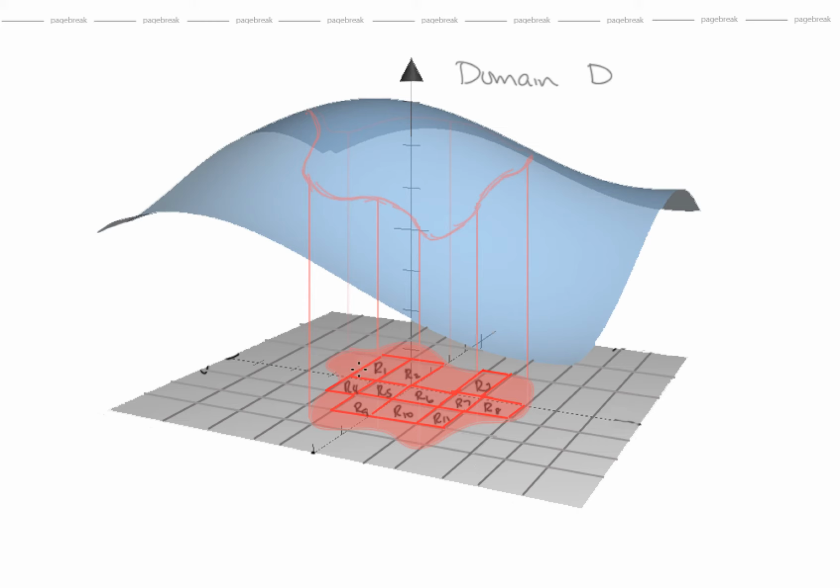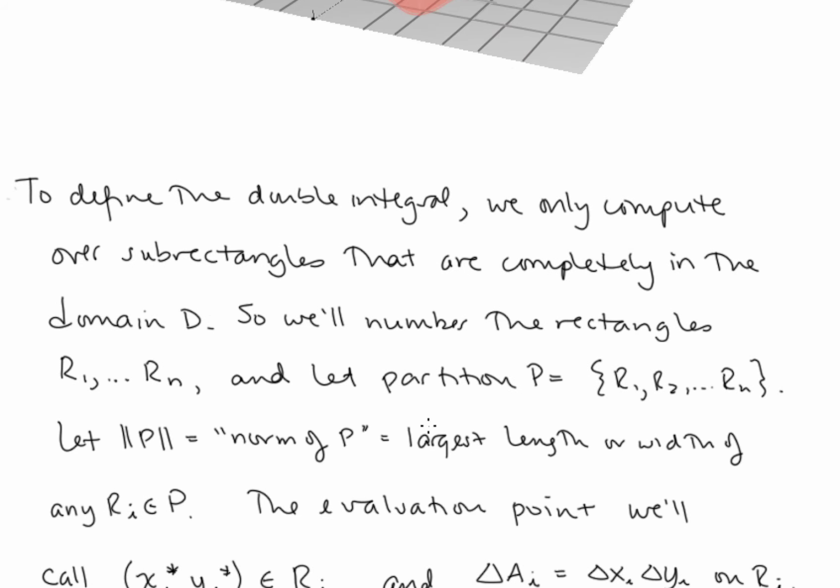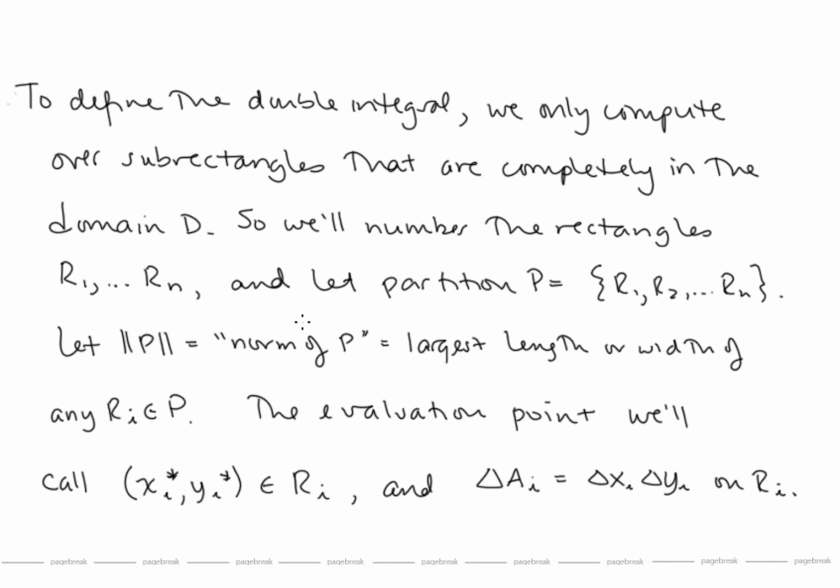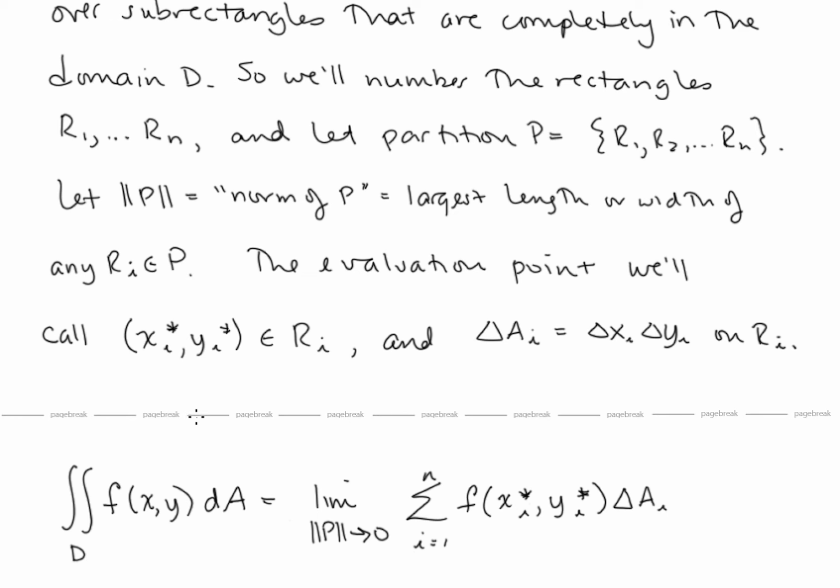We'll number these rectangles R1 through Rn. In this case, we have through R11. And that's going to define our partition P over the subset of the domain over which we're integrating. And then we're going to talk about the norm of P being the largest length or width of any of those subrectangles. And we're introducing this notation just to have a nice, concise way of describing the limit here.